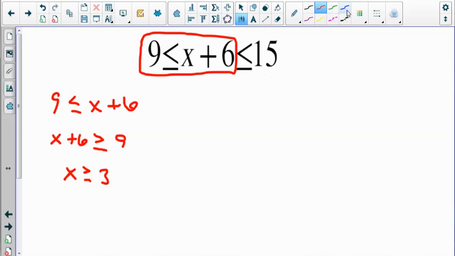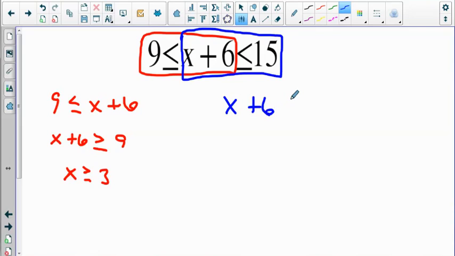Now I'm going to focus on the right side. Remember, you use those inequalities for your borders, and eventually you won't have to do these anymore like that. So x plus 6 is less than or equal to 15. Don't need to spin it around. I just need to take 6 away from both sides. X is less than or equal to 11.